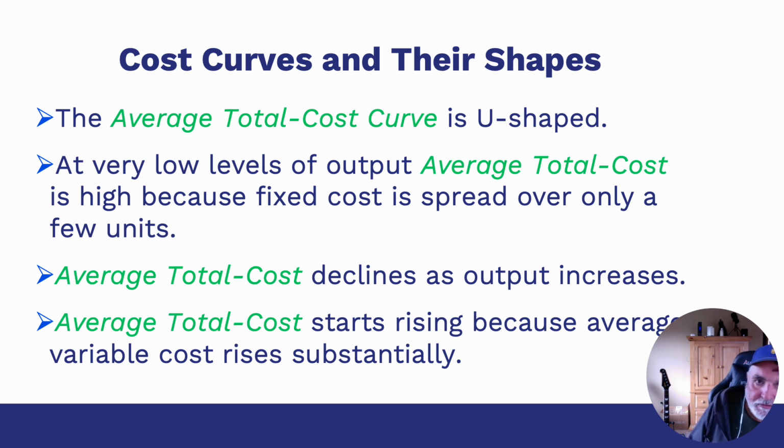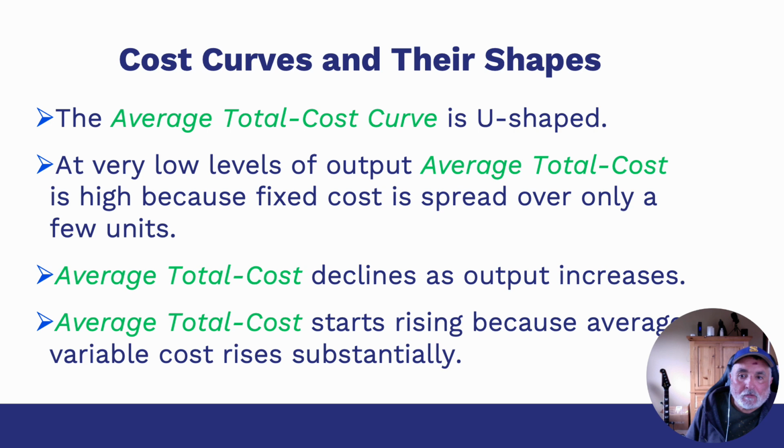Okay, so the cost curves and their shapes. I just went through this, but basically make sure you understand this. The average total cost curve is U-shaped because it's being more impacted by average fixed costs falling than average variable costs rising. The average total cost curve falls at first because of the larger impact, the quick decrease, of the average fixed cost. And then the average total cost starts to go back up because the average variable cost is rising faster than the average fixed cost is falling.